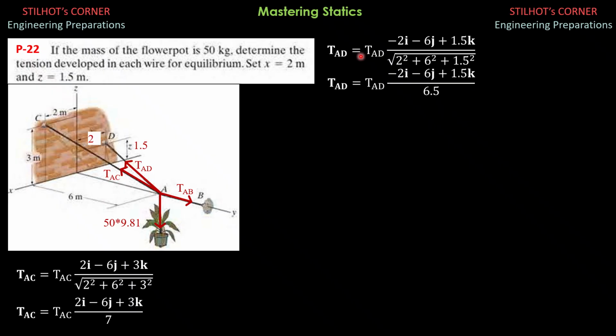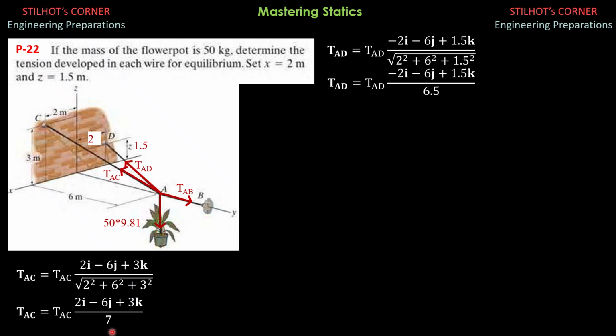Then these two tensions are enough because we plan to sum up forces along X only and along Z axis. Then we can calculate because tension AB has only Y component. So X and Z equals 0.